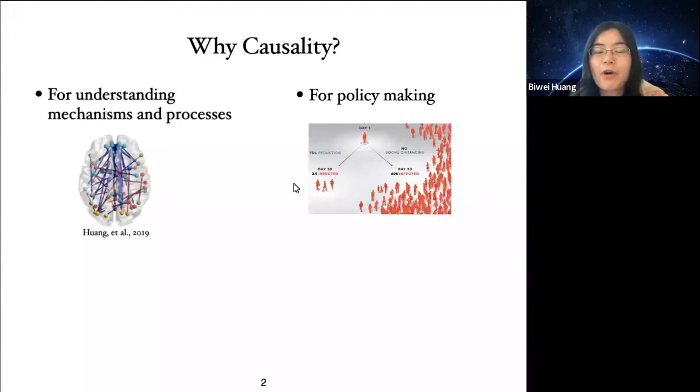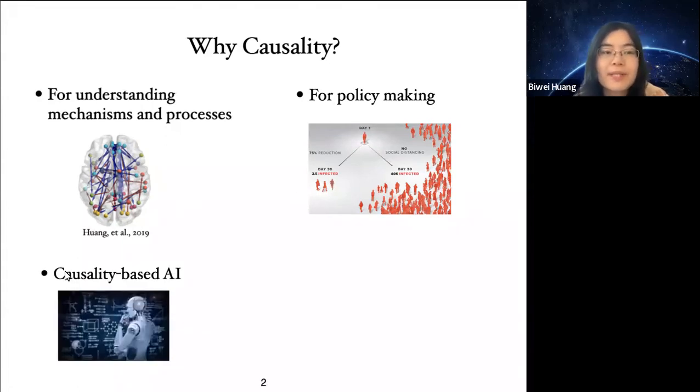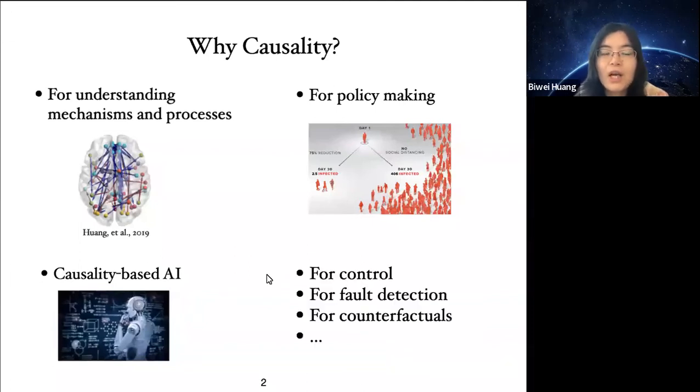And causality also helps for policy making. For instance, politicians want to know if they set the policy of keeping social distance, whether it will be useful to prevent the spread of COVID-19. And in AI, to achieve general purpose AI, one challenge is to move beyond association and domain-specific pattern recognition towards the discovery of the underlying causal relations that can produce patterns across general scenarios of interest. And moreover, causality also helps for control, for fault detection, and for counterfactual reasoning. Now you may have another question: how can we find the causal relationships?